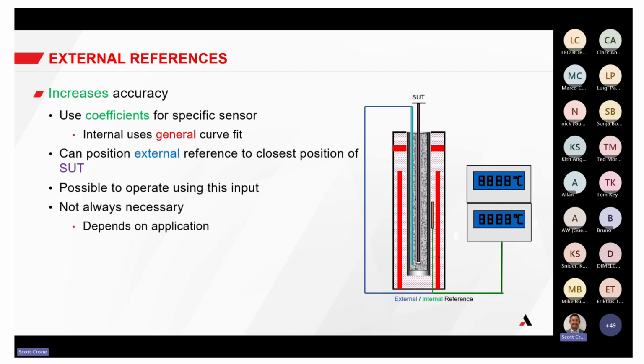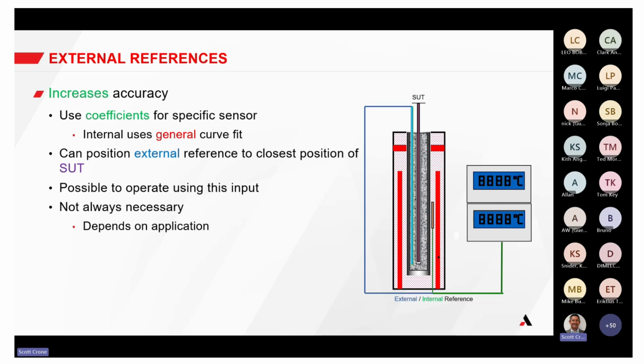So you can use the coefficients for that specific sensor. So instead of using a general curve fit for the RTD, like you would do for the installed sensors, it uses the actual curve fit for that specific sensor. And what that does is that allows it to get a much more accurate reading, and it's sometimes 3 times more accurate than the sensors that are installed in the block. You can position that external reference to the closest position of the sensor under test.